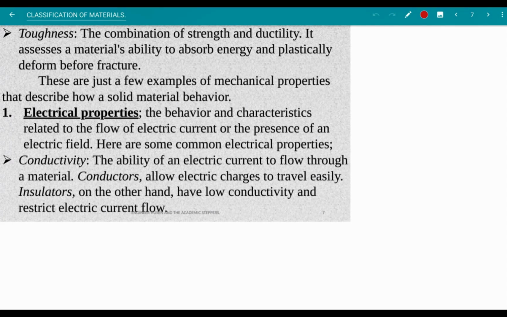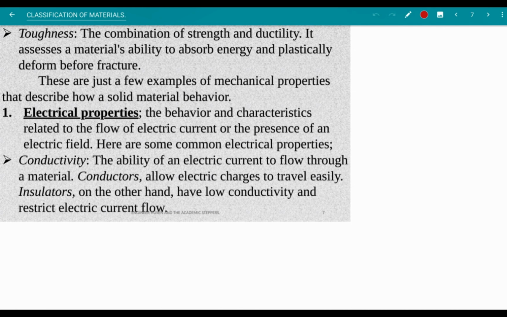Toughness is simply a combination of strength and ductility. It assesses a material's ability to absorb some form of energy and plastically deform before fracture. These are not all the examples of mechanical properties we have. There is quite a number, but these are the most frequent examples of mechanical properties.